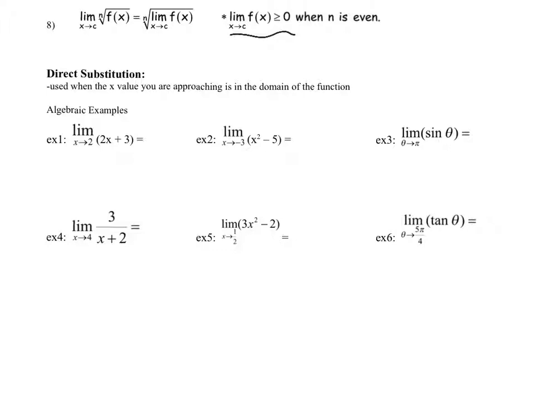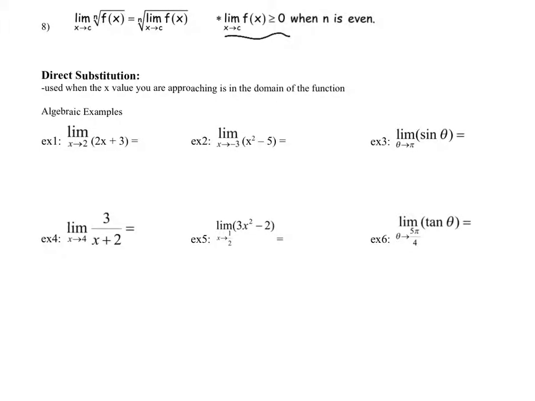So for example, if I look at this first limit, the limit as x approaches 2 of 2x plus 3, since this is a polynomial, it's just a line, this is simply going to be 2 times 2 plus 3. I'm just plugging 2 in, and that's going to be 7. So this limit is 7. No problem.